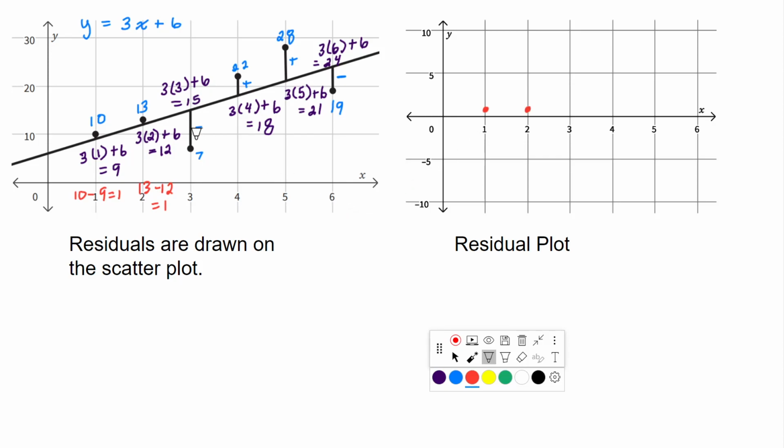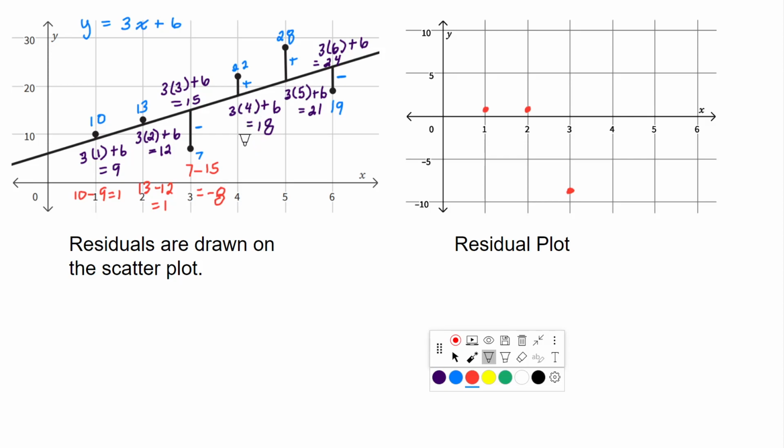At 3, remember I've been taking the actual minus the prediction. So I'm going to take 7 and subtract 15. Now remember, I said this should have a negative residual. Well, 7 subtract 15 is negative 8. So when x is 3, my point is 8 units below that regression line.